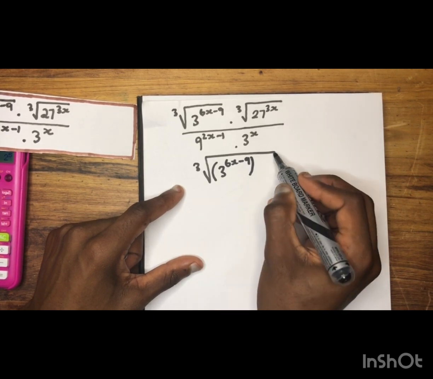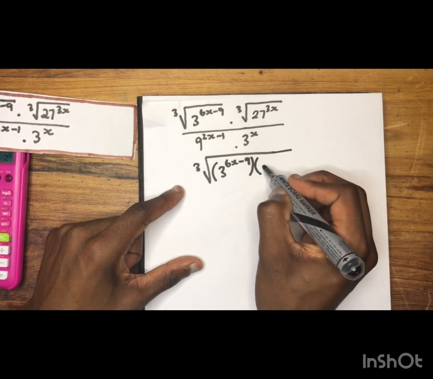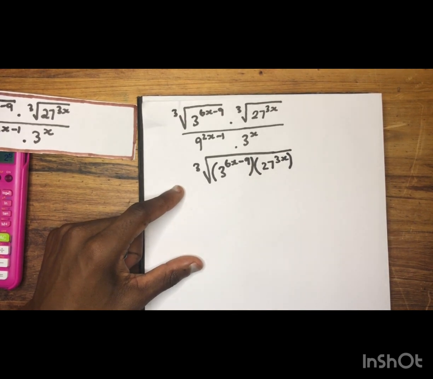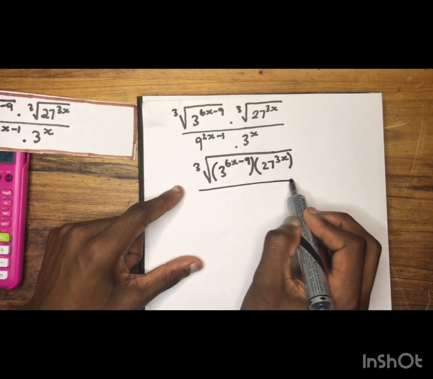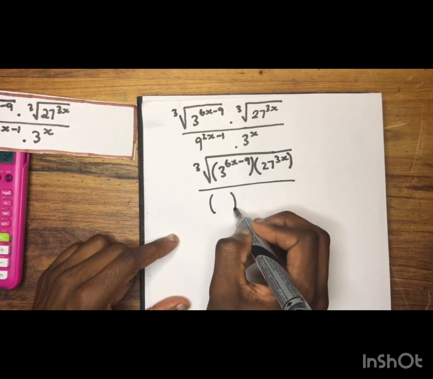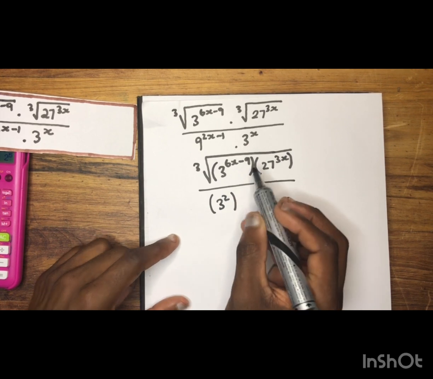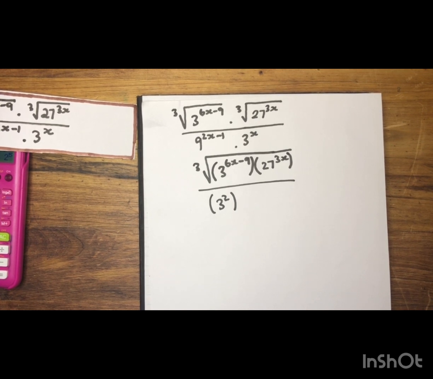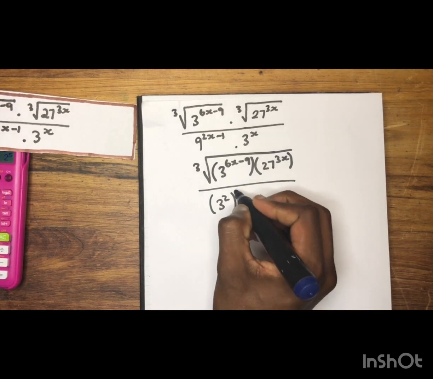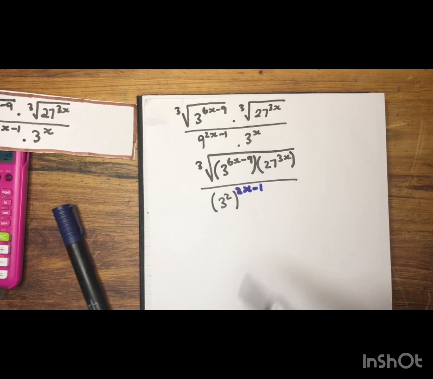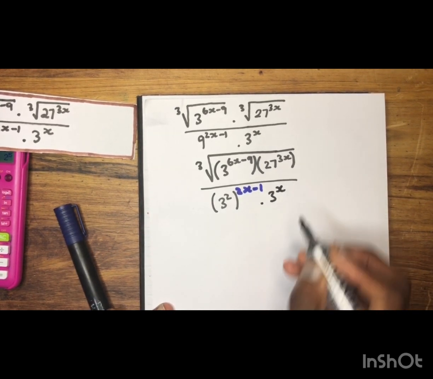Then I open another bracket that I have 27 to the power 3x over. Then we have to find the prime base of 9. We all know that 9, guys, is 3 to the power 2. Then outside I still have our binomials, which in this case we still have what? Yes, we are still having 2x minus 1, so times 3 to the power x.